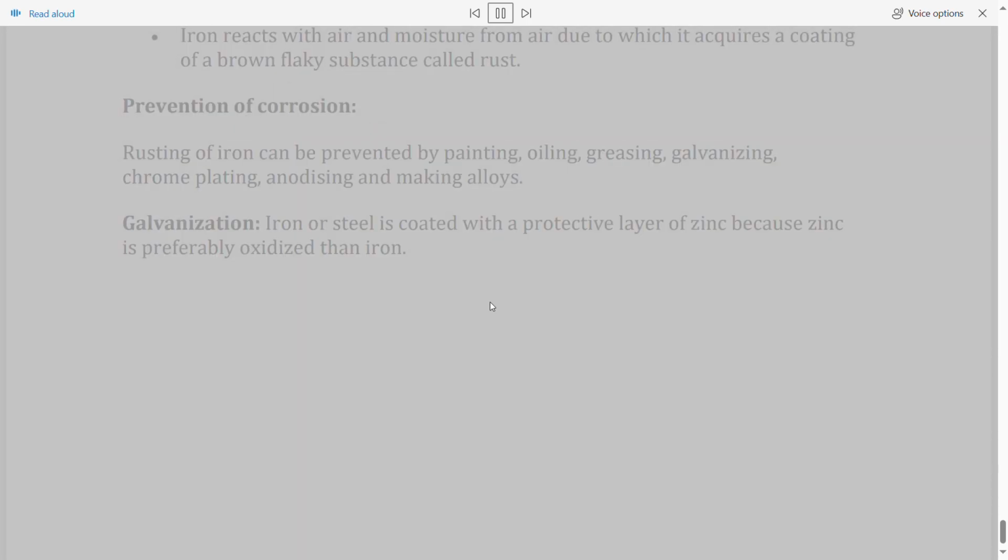Iron reacts with air and moisture from air, due to which it acquires a coating of a brown flaky substance called rust. Prevention of corrosion. Rusting of iron can be prevented by painting, oiling, greasing, galvanizing, chrome plating, anodizing and making alloys. Galvanization. Iron or steel is coated with a protective layer of zinc because zinc is preferentially oxidized over iron.